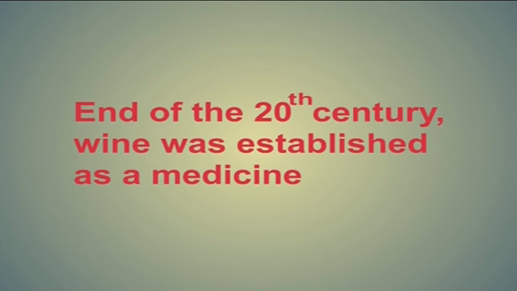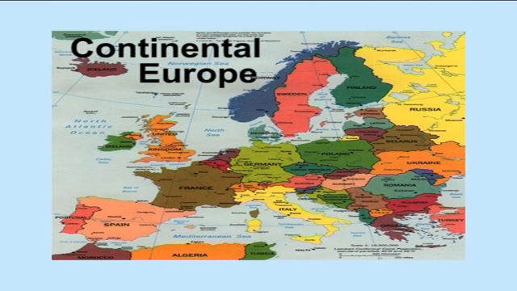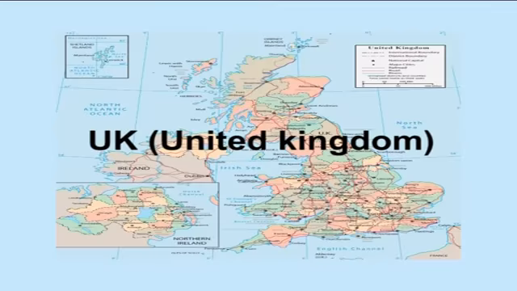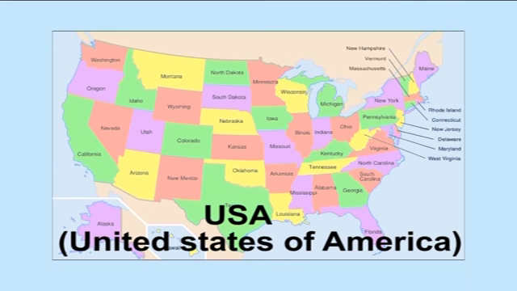Thus, by the end of the 20th century, wine was established as a medicine in continental Europe and Australia, although the temperance movement had eroded its position in the UK and the USA. Since then, the scientific evidence on wine as a medicine has multiplied enormously, especially during the past decade.